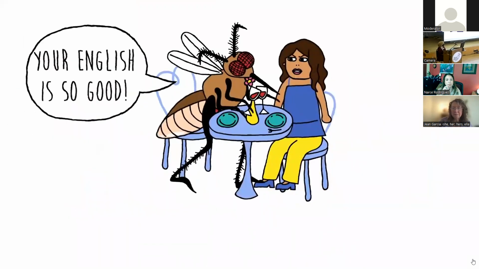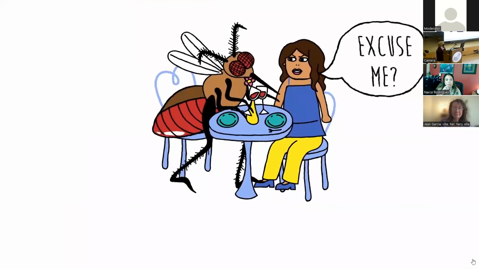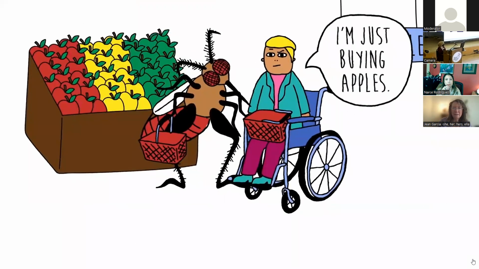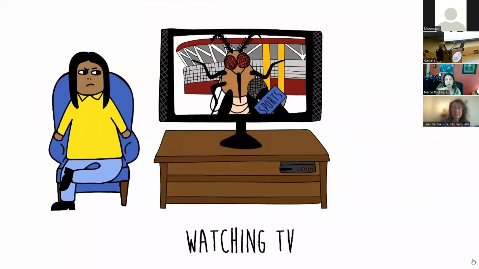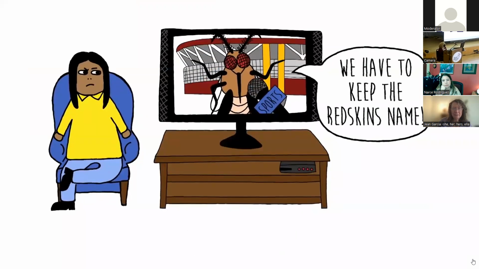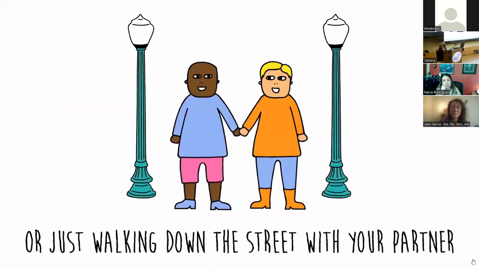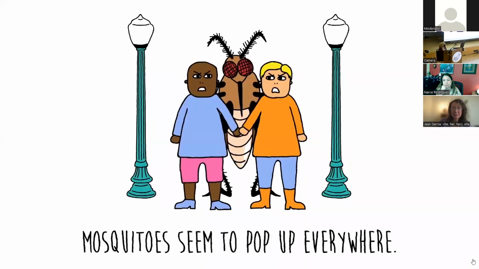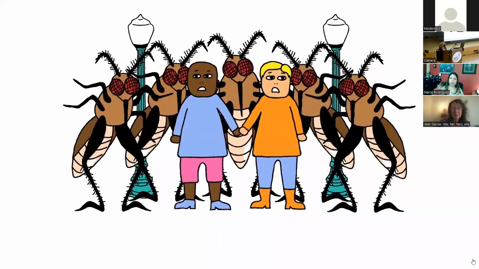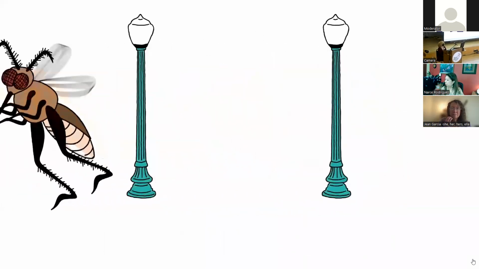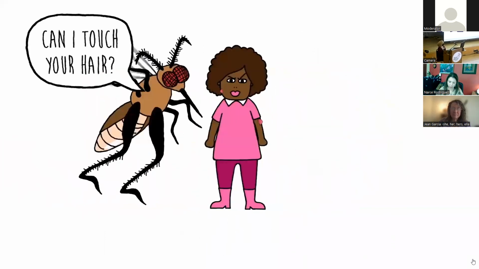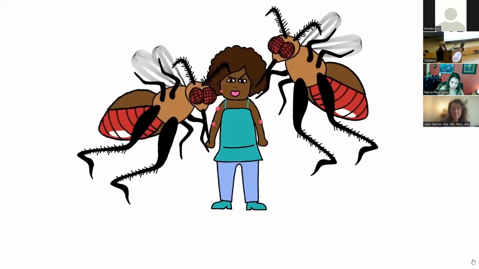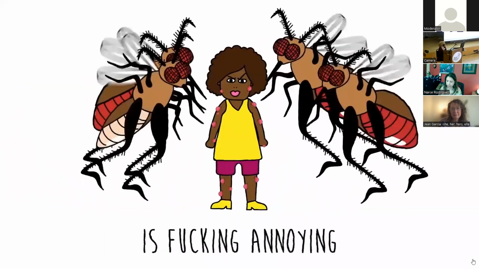Whether it's on a date, Oh, sure, he was so good. Excuse me? going grocery shopping, You know, everything happens for a reason. I'm just buying apples. commuting to work, So when are you gonna have a baby? watching TV, We have to keep the Redskins name. It's part of our culture and history. or just walking down the street with your partner. I couldn't even tell you were gay. Mosquitoes seem to pop up Do you everywhere. know John? Give me shopping advice. So I bad. live here too. And getting bit by mosquitoes every goddamn day, Touch your hair. multiple times a So day, pretty. Can I Can I touch touch your it? hair? Please? Oh my Please? God. Can I? is fucking annoying.